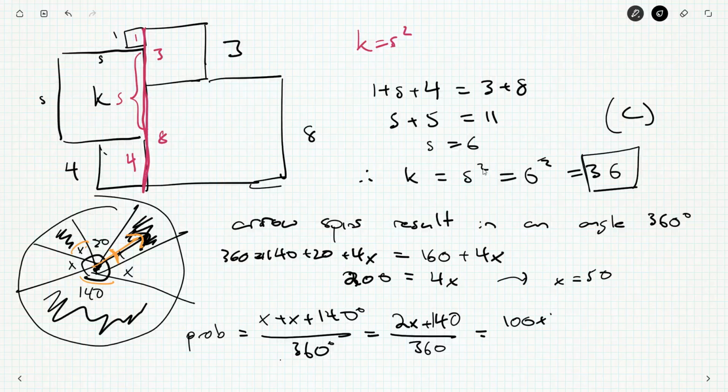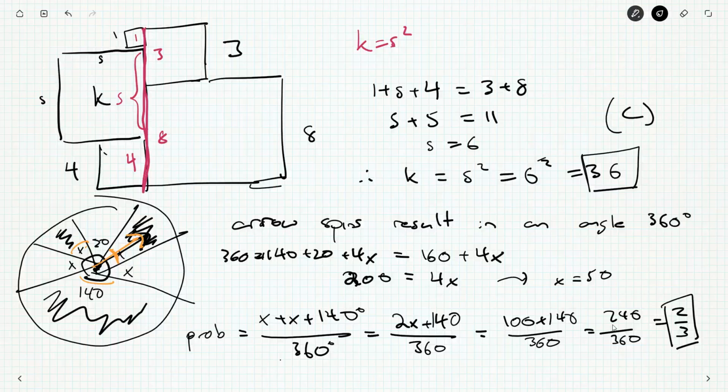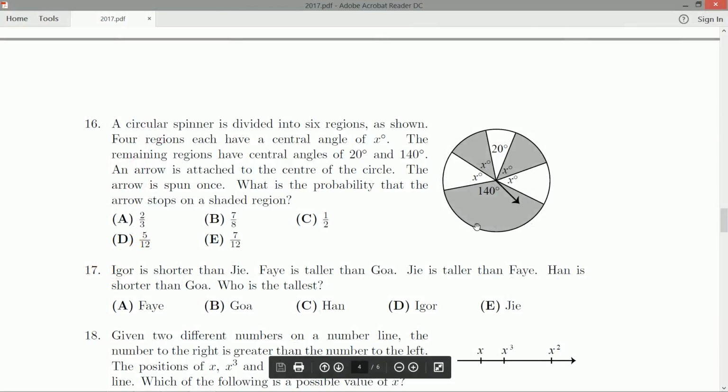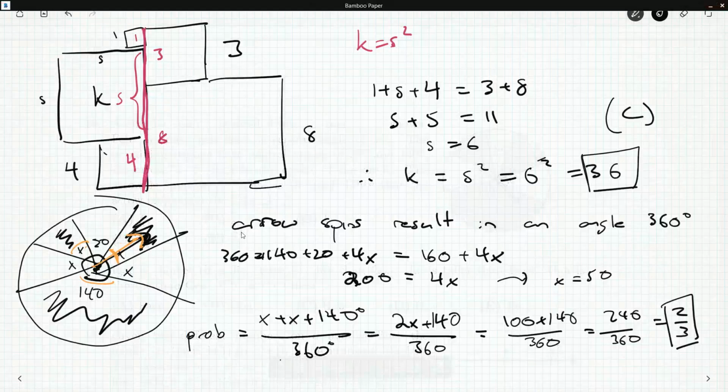So now we get 100 plus 140 over 360, so that's 240 over 360, and that's just 2/3. We can simplify that. The zeros obviously cancel, 24 over 36, and you realize those both have factors of 4 or 6, ultimately factors of 12. We get 2 over 3. So 2/3, and that is answer A.